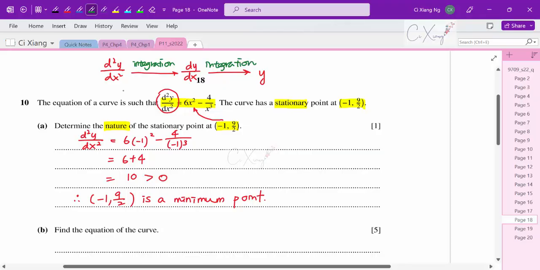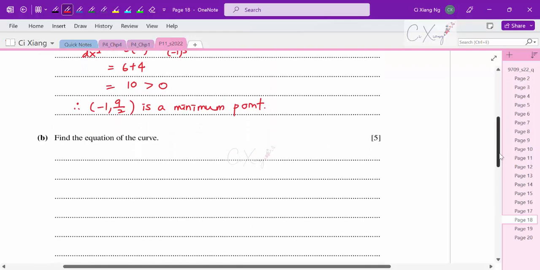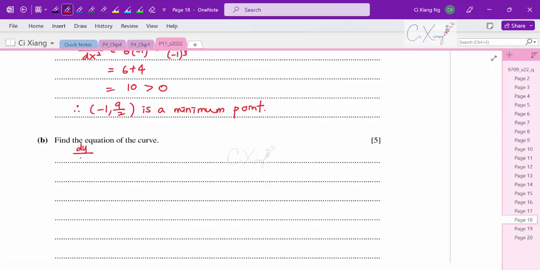So from here we can see that we have to apply integration two times to get the value for y. We will start from d square y dx square first. Let's start. I want to get dy dx. To get dy dx, I have to integrate d square y dx square. So what is d square y dx square? I will get 6x squared minus 4x power -3.